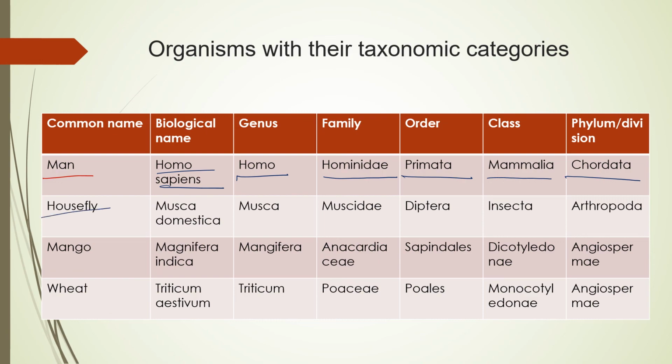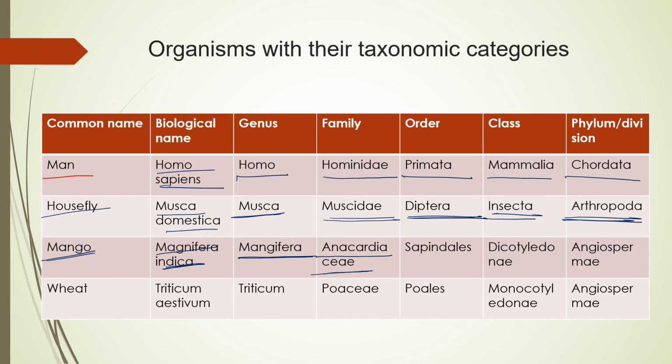Now next comes housefly. Housefly is Musca domestica. Musca is the genus name. Muscidae is the family, Diptera is the order, Insecta is the class, and Arthropoda is the phylum or division. Now mango, Mangifera indica is the biological name, genus is Mangifera, family is Anacardiaceae, and the order is Sapindales, class is Dicotyledonae, and the phylum is Angiospermae. Now wheat, Triticum aestivum is the biological name, genus is Triticum, family is Poaceae, order is Poales, class is Monocotyledonae. So we have studied about monocotyledonous and dicotyledonous. So here the class is Monocotyledonae and the phylum is Angiospermae.